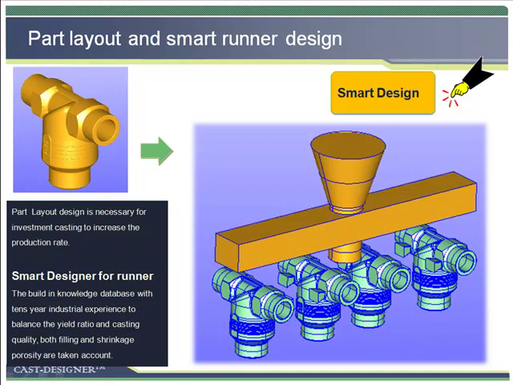It builds a knowledge database, with 10 years of industrial experience, to balance the yield ratio and casting quality. Both filling and shrinkage porosity are taken into account. However, the shape of the main runner and the pouring cup is quite simple, so it still needs some adjustment later to match the real geometry based on the same or similar volume.